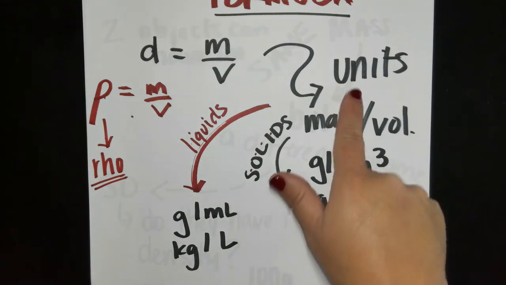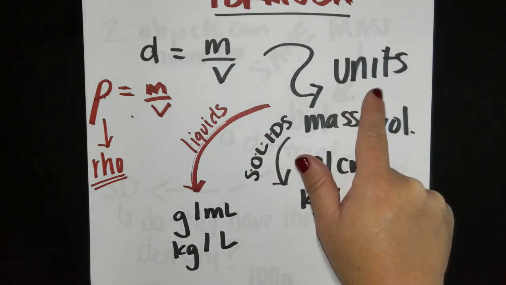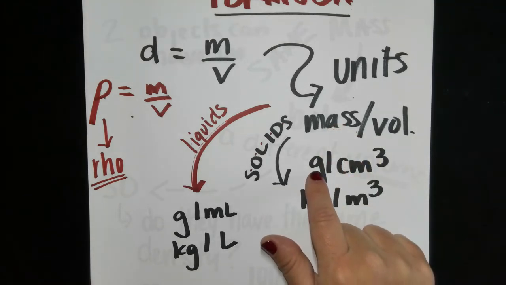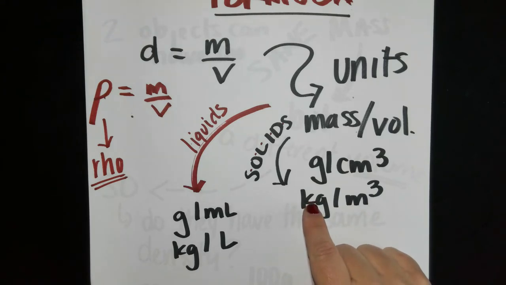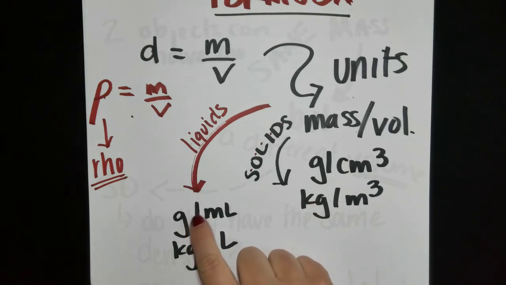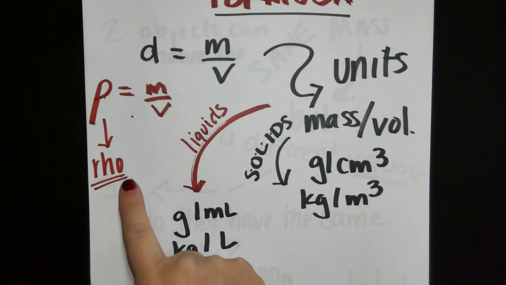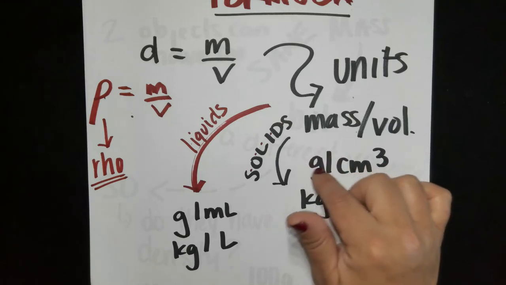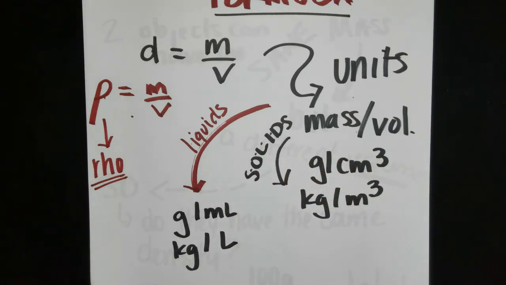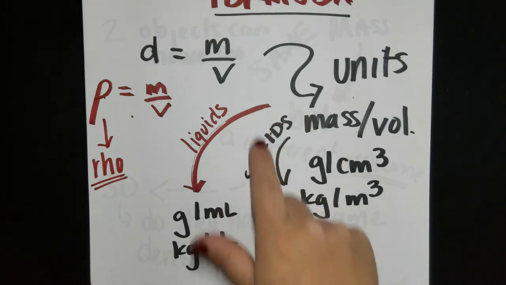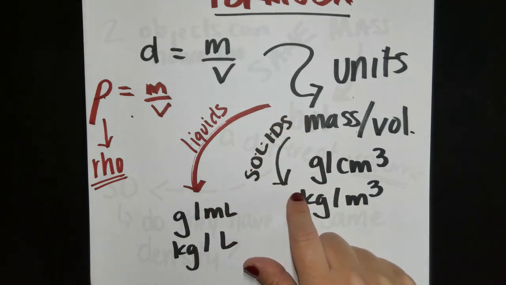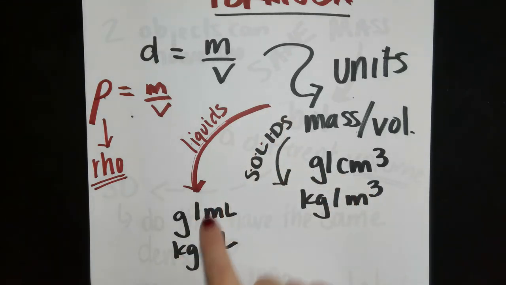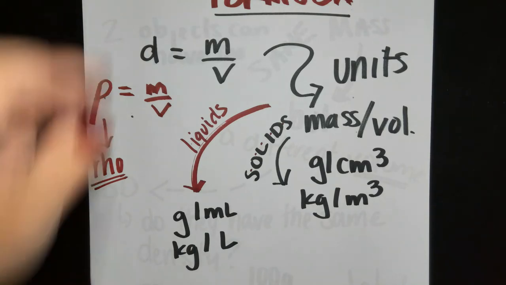Well, what are the units when we have an answer or we're solving to find the density of something? We're looking at mass per volume. As long as you have a unit that specifies I have measured a mass and I have measured a volume, you're on the right track. I've broken these up into, these are typically what you would see in here if you're looking at the density of solids. Here, if you follow this path, I'm finding the density of liquids, okay?